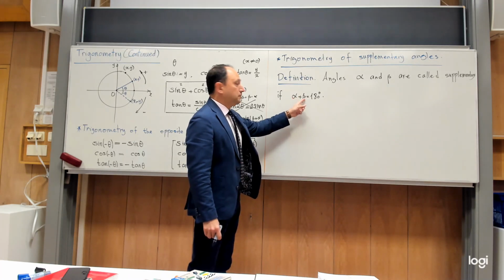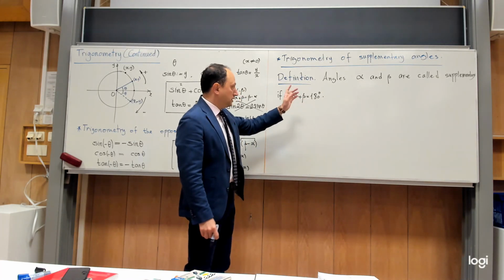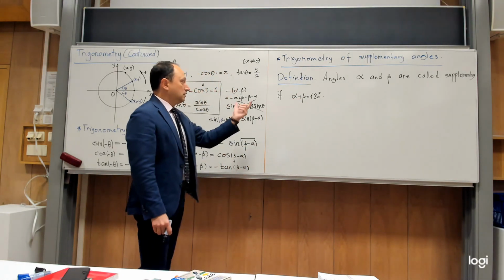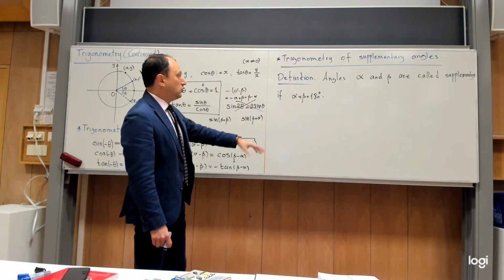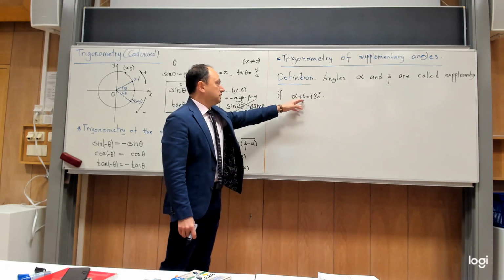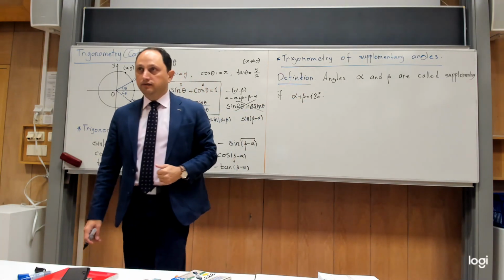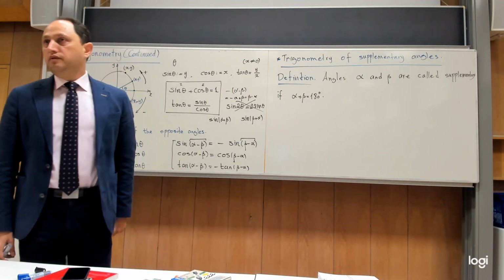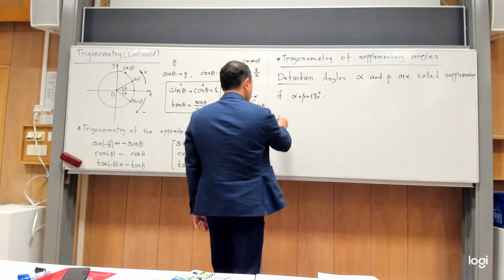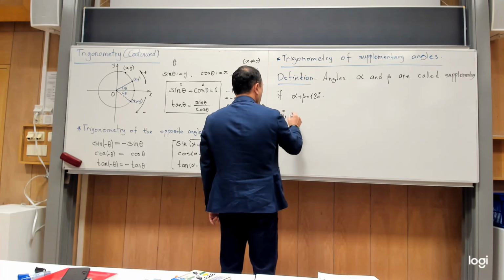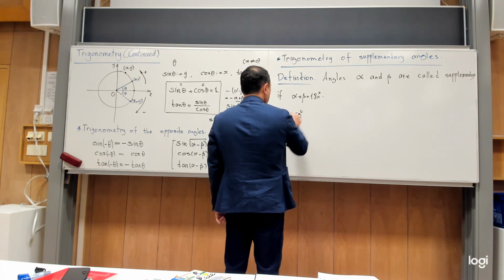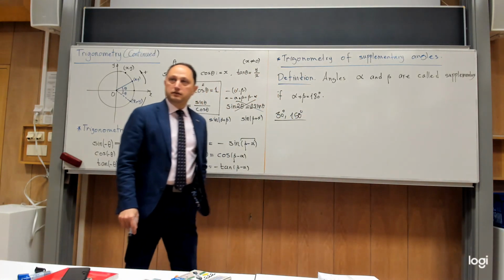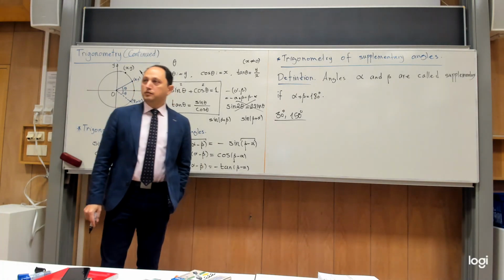Alpha is the supplement of beta. I don't write it down, but this is the way that we read it. We say alpha and beta are supplementary, or that alpha is the supplement of beta, or beta is the supplement of alpha. Yes? For example, 30 degrees and 150 degrees. This is a pair of supplementary angles, because they add up to 180.